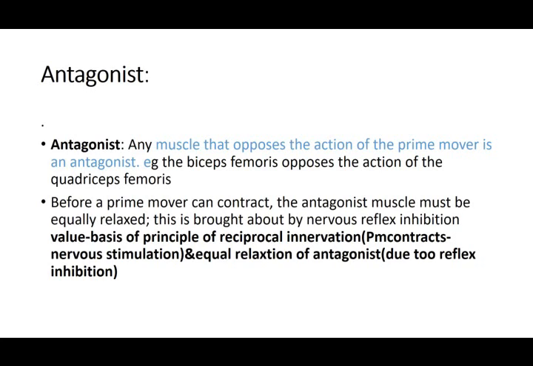The biceps opposes the action, but before a prime mover can contract, the antagonist must be relaxed. This is brought about by nervous reflex innervation. That is the principle of reciprocal innervation: when the prime mover contracts, nervous stimulation causes relaxation of the antagonist, by inhibition. So the muscle performing the opposite action has to be relaxed before the main muscle can contract.